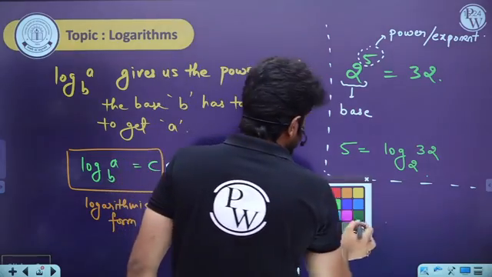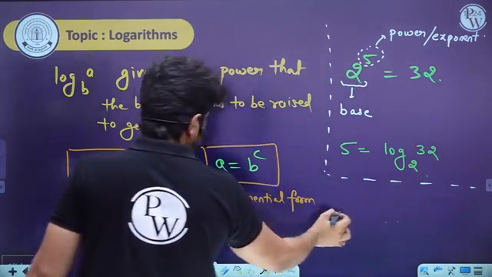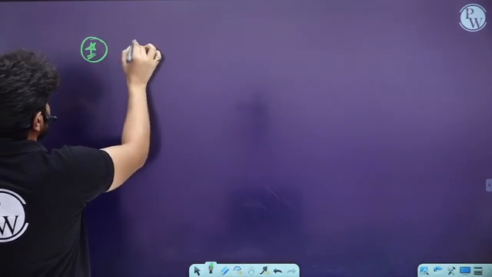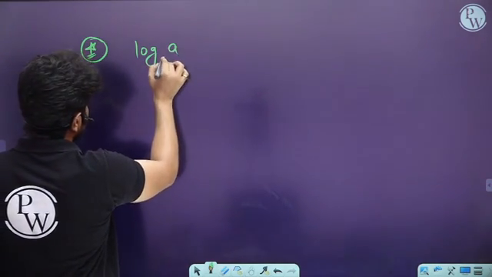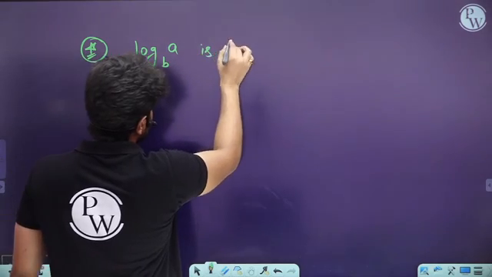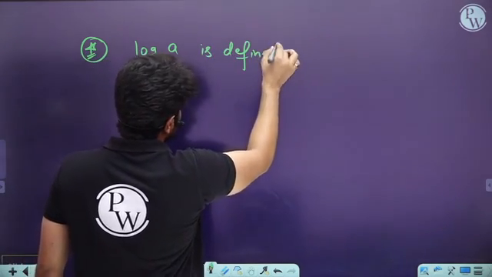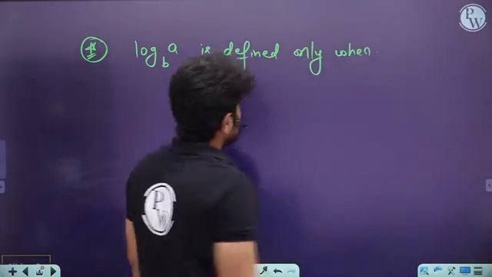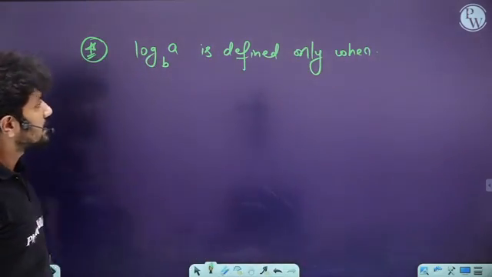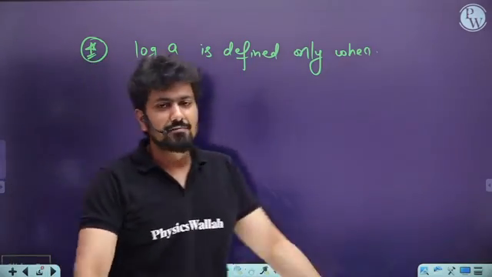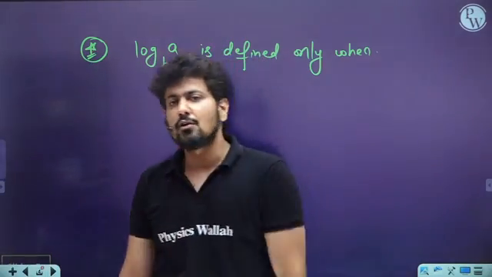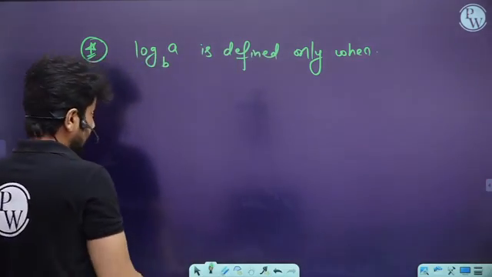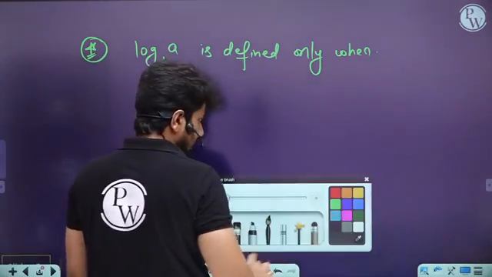Log of A to the base B is defined only when, okay, there are some conditions attached to it. Not every log is defined. Log of negative numbers are not defined. So it is defined only when there are conditions.